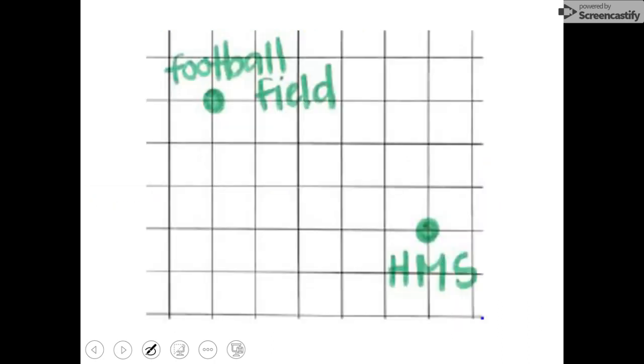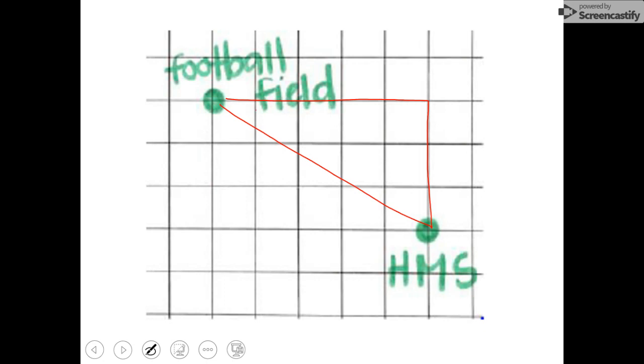We have one more problem. Y'all are going to solve the rest of these on your own. I'm just going to walk you through these two. So we're trying to get from the football field to HMS. But we want to find the shortest distance. That's what the whole thing of the hypotenuse is, the shortest distance possible.